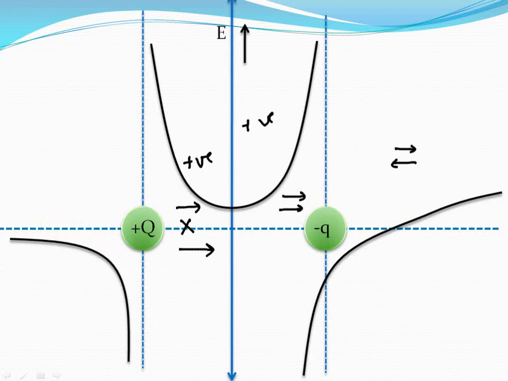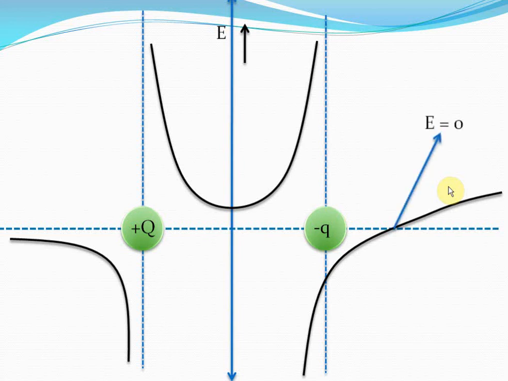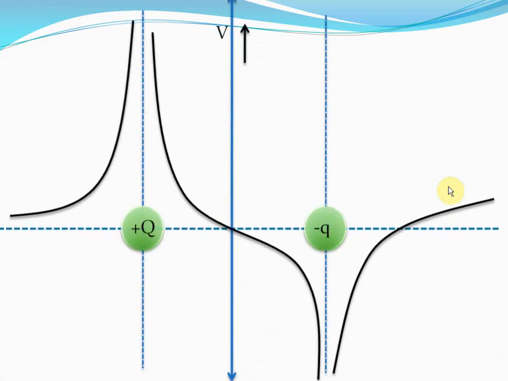There will be a certain point on the axis where the electric field due to one charge will counter the electric field due to the other charge. At that particular point, the electric field will be 0. Similarly, we can draw a graph for the electric potential because of these two charges. Again, you don't need to exactly remember the graph, but just remember the brief outline.